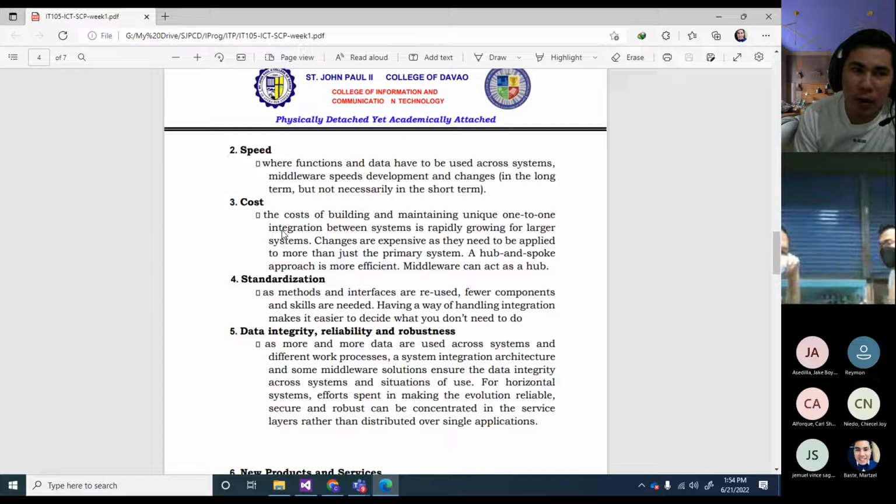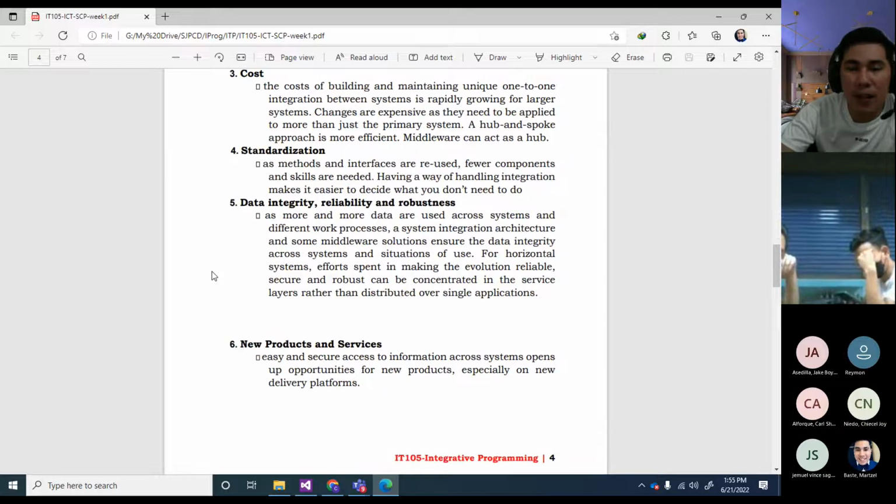So first is, of course, you will really have to invest in terms of software and whatever purchases you're going to acquire within your company. Then we'll have standardization. This is very important as we create applications.